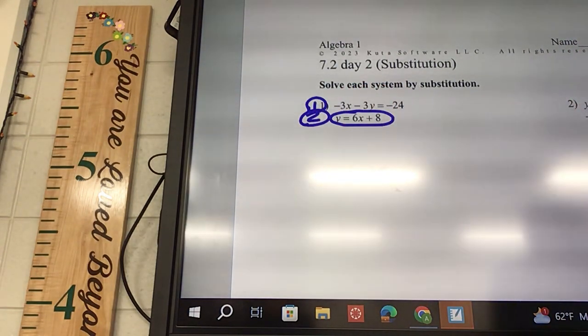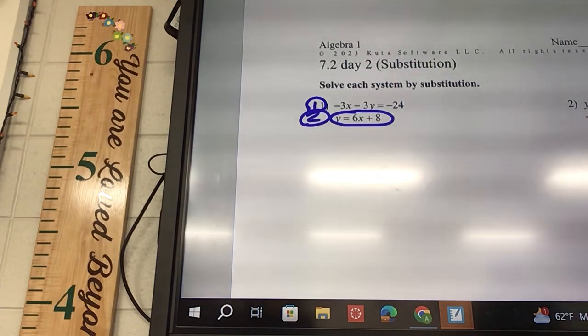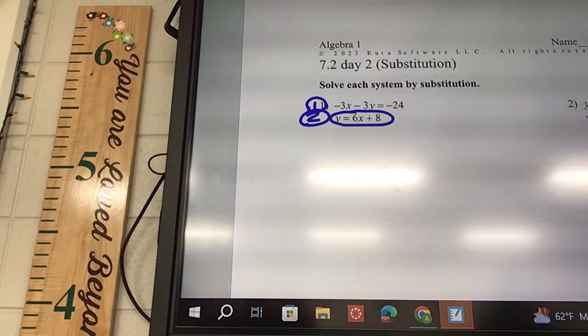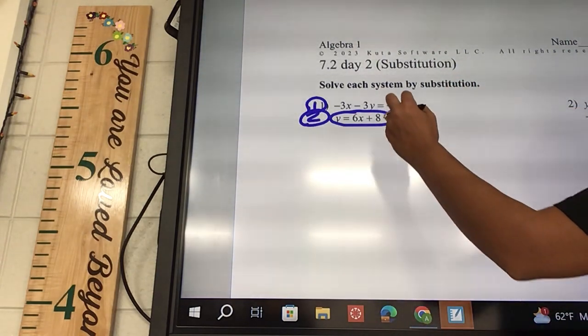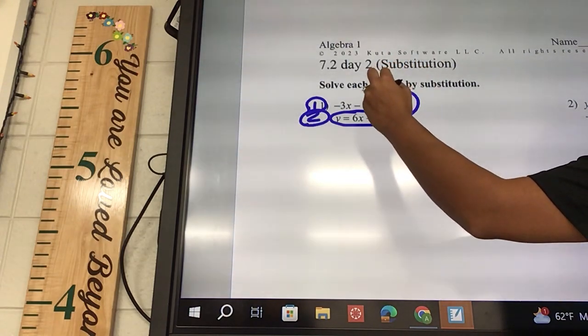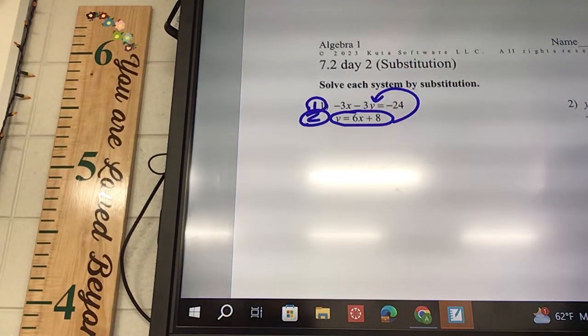Okay, and because it's saying y used to be called this and now it's called 6x plus 8. It doesn't want to be called y anymore. And so we're going to take it and plug it into the other one. So I always just kind of draw an arrow and put it up there.